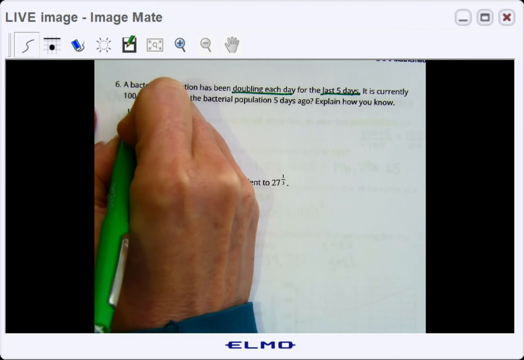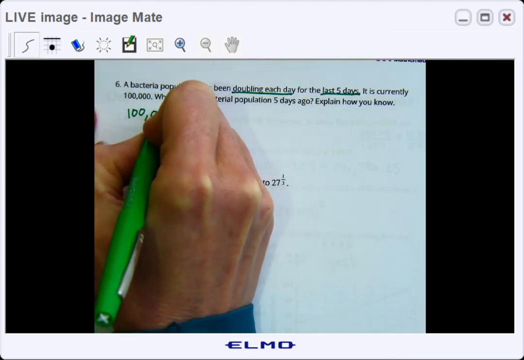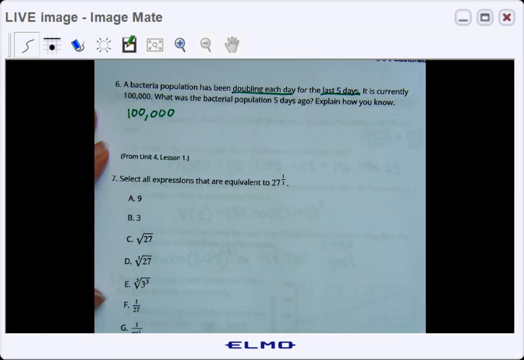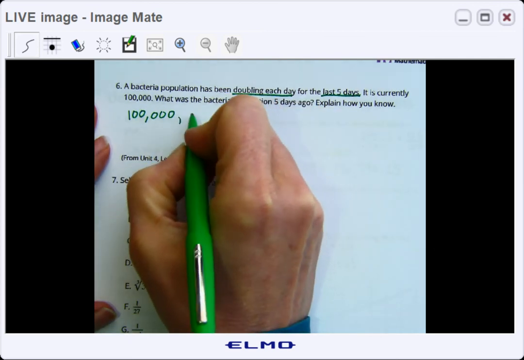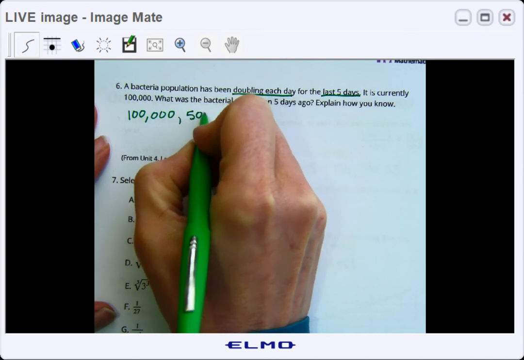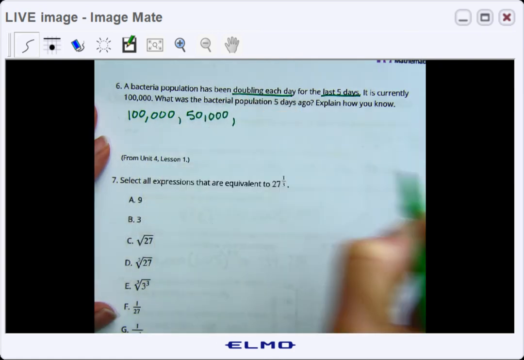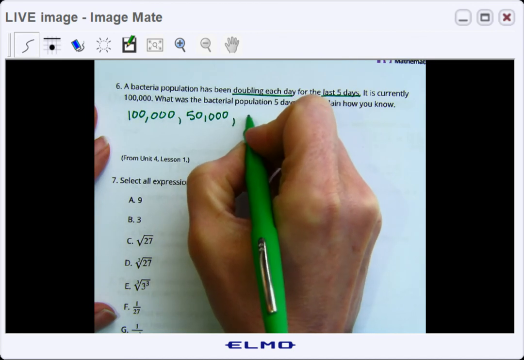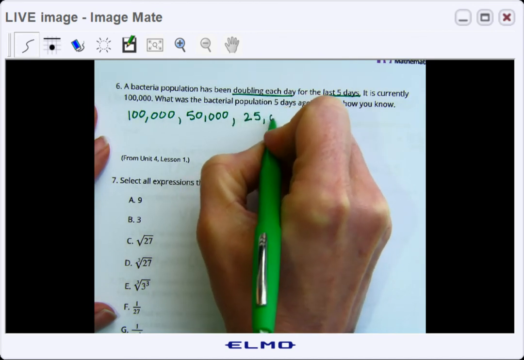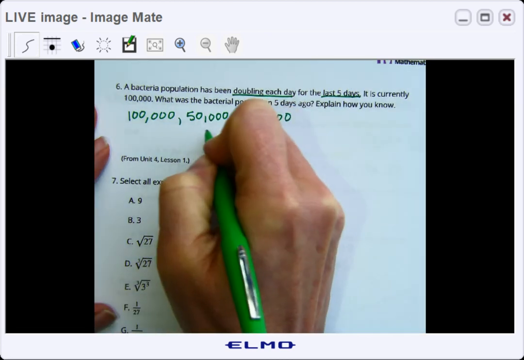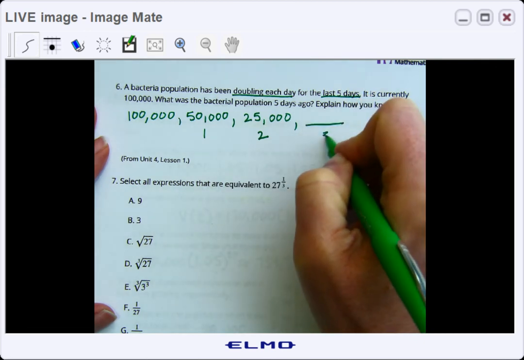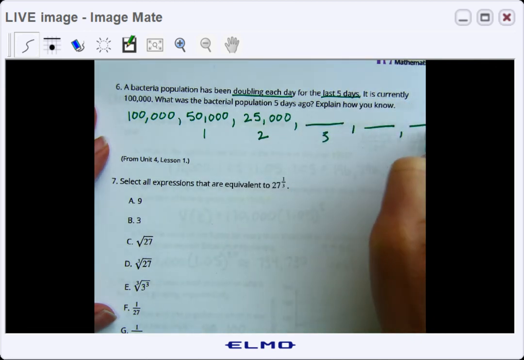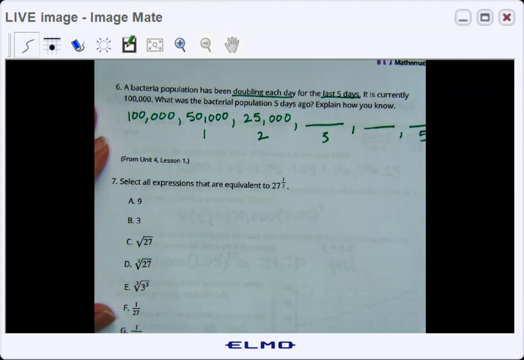So 100,000. If it had been doubling for 5 days, then 1 day before would be half of that, 50,000. And then the day before that, half of that is 25,000. See what's going on here? So this is 1 day before, this is 2 days before. So keep cutting it in half till you get to the 5th day before.